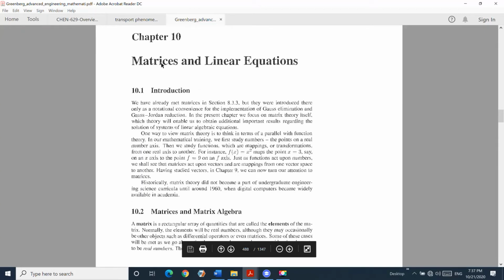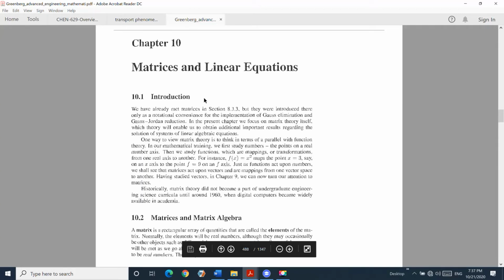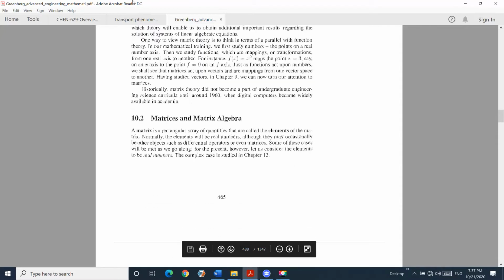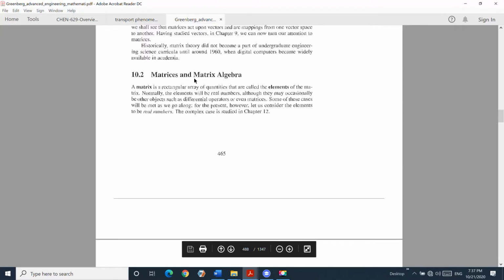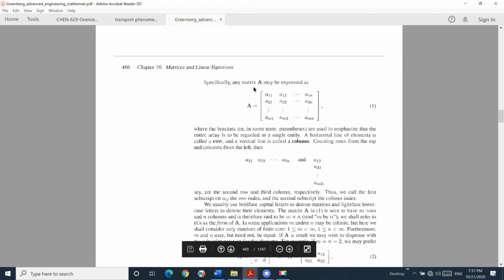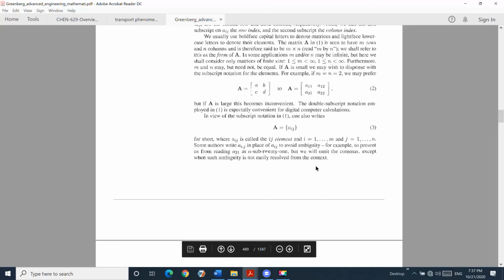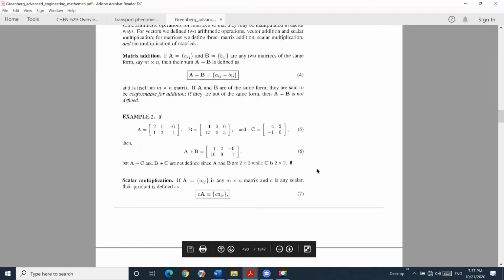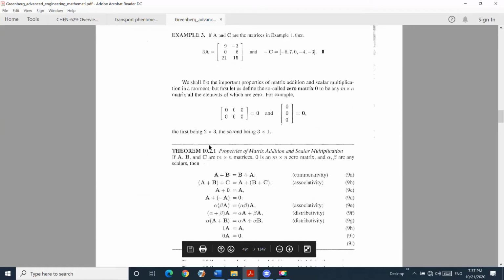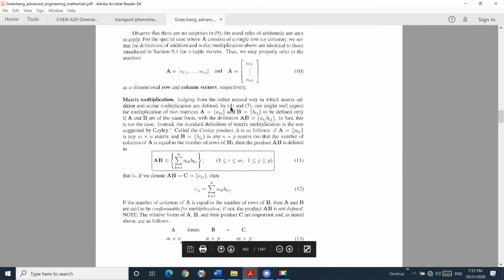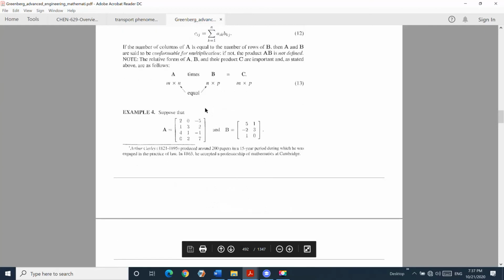Chapter 10 gives other important topics you know from the undergrad: matrices and linear equations, and matrix algebra. We can represent any matrix in this form, with rows and columns. You can call this line the column, and this line the row, the vector. Now, matrix addition. How can we add two matrices to each other? That is another theorem. Matrix multiplications.